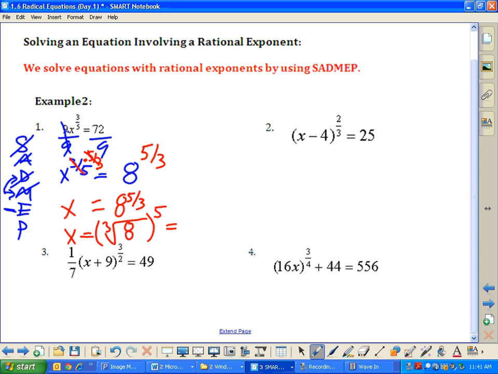Cube root of 8, that's easy. It's just 2, right? So we have 2 to the 5th, which evaluates to 32. So the answer for x in this particular equation is 32. Take the 5th root of 32, that's 2, cube it, that's 8, times 9 is 72. So that answer even works when you plug it back into the original.